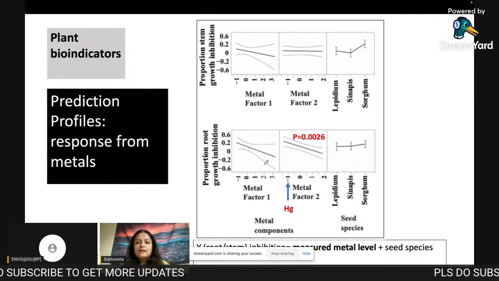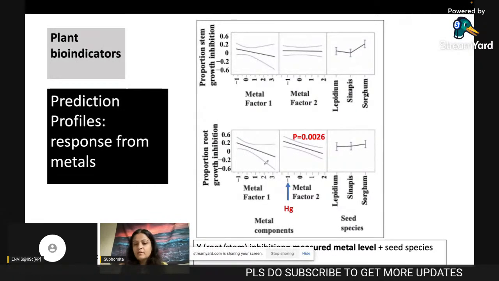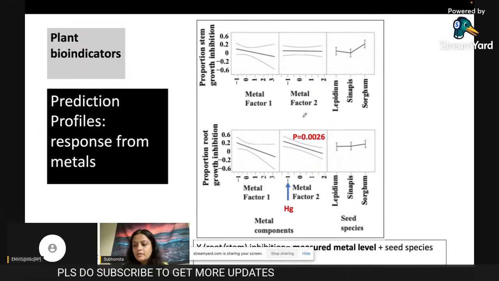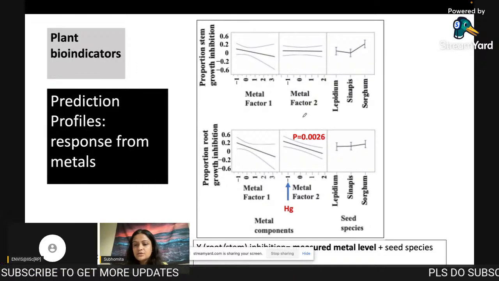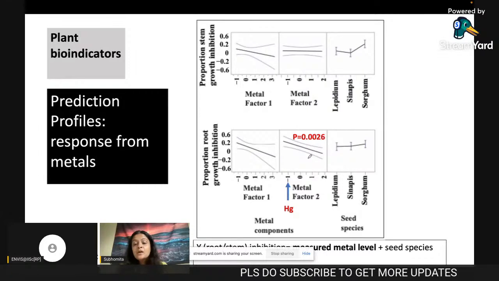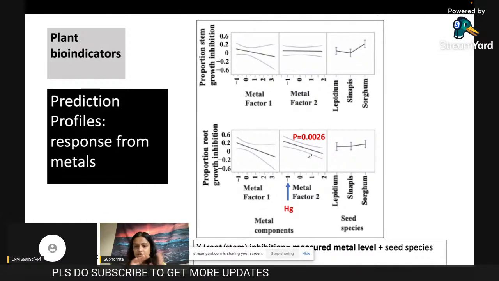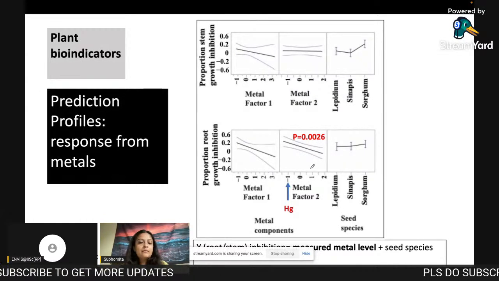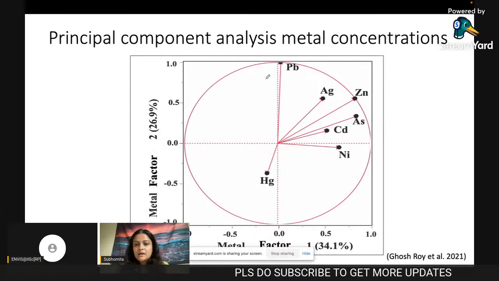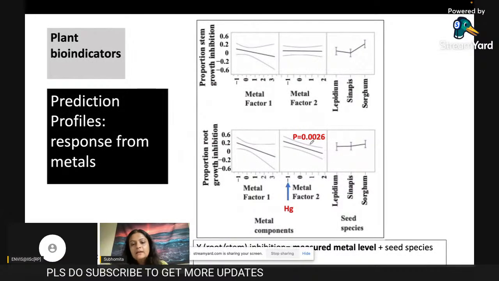When we analyze these results using these plant indicators, we again see more response from the sorghum. But I would like to draw your attention to this figure, where the results show a pretty similar story to what we have seen before. Before, we saw that with an increase in lead, there is a drop in inhibition. And we see the same thing here, because if you remember, in the positive axis of metal factor 2, lead is present.